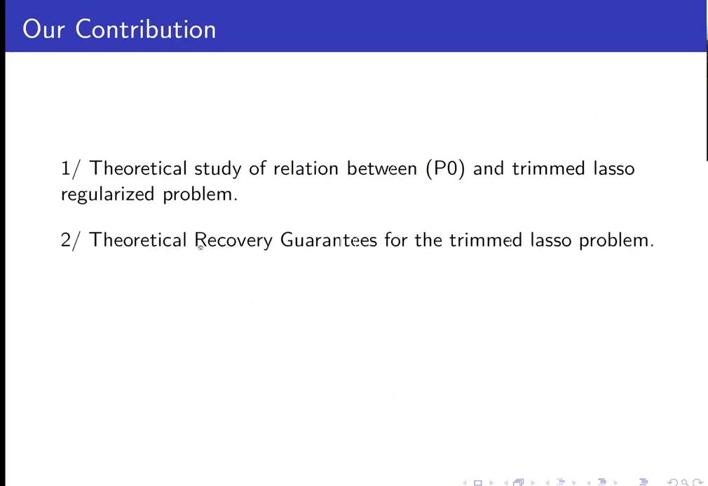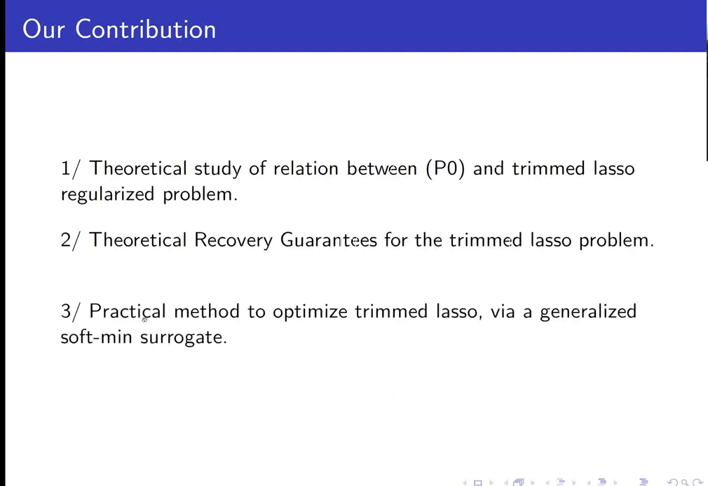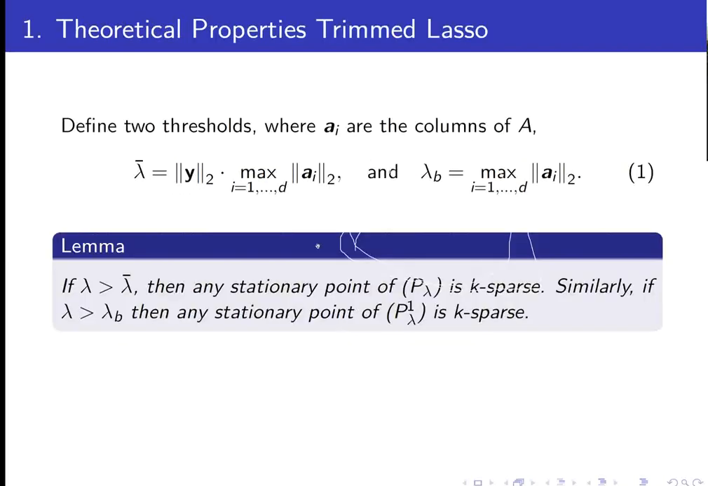We'll derive theoretical recovery guarantees if you're solving this Trim Lasso problem. And finally, we're going to derive a practical method to actually optimize this Trim Lasso objective. This will be done by introducing a different penalty, a surrogate penalty that is infinitely smooth, infinitely differentiable, and easier to optimize. All right, so let's start with the relation between the Trim Lasso penalty and the original problem P0.